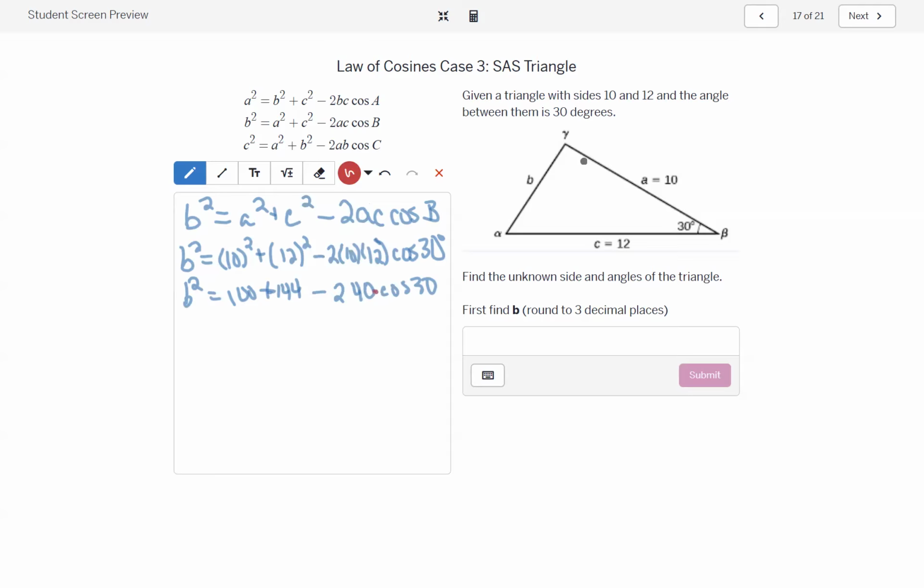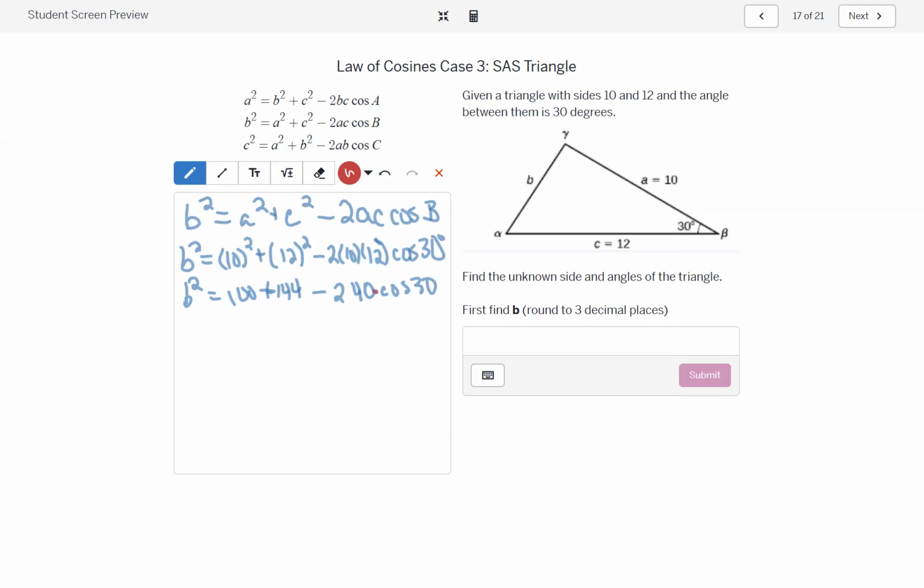So I can do each of those pieces, but here, if I type minus 240, I have to type times the cosine of 30 right after it. I can't break that into two separate calculations. So that's why we'll just take the line before it and type that whole thing in. So 10 squared plus 12 squared minus 2 times 10 times 12 times the cosine of 30.